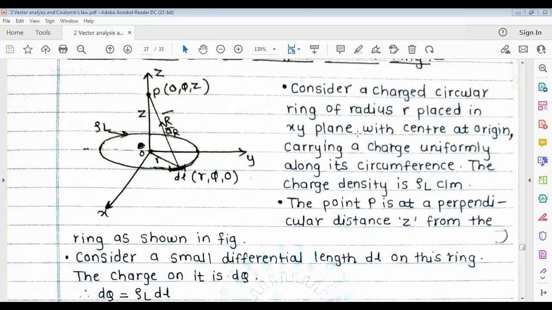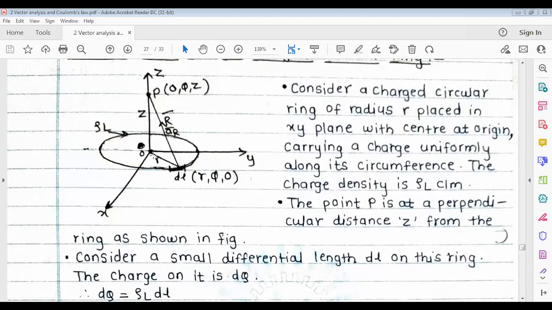dl, differential length. Okay, I'll tell you. I think you observe one difference. When we are considering the differential length in the Cartesian coordinate system, we consider dx, dy, and dz because these are all straight lines, meaning we want the exact distance. But here this dl is making an arc. It is not a straight distance, so I cannot take this directly as dl because this is an arc.